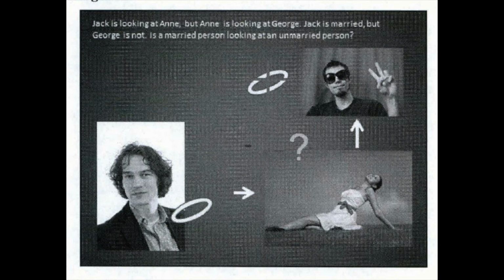Married Jack is looking at married Anne, who is looking at unmarried George. Is a married person looking at an unmarried person? The answer is yes. Married Anne looking at unmarried George. Married Jack is looking at unmarried Anne, who is looking at unmarried George. The answer is yes. Married Jack looking at unmarried Anne. Now you can clearly see in a concrete visual example that the answer to the problem is A.